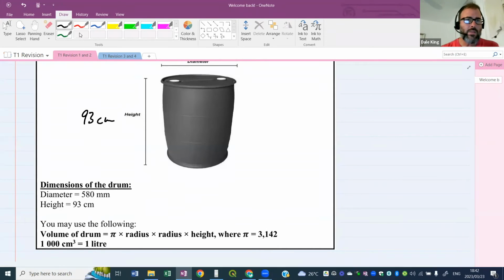And then they give us something down here at the bottom. I don't know if you can see it. That is a volume to capacity conversion. We spoke about this when we did the conversion section. So that is a volume to capacity conversion. So this formula down here is for volume.